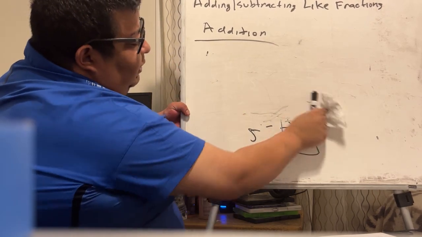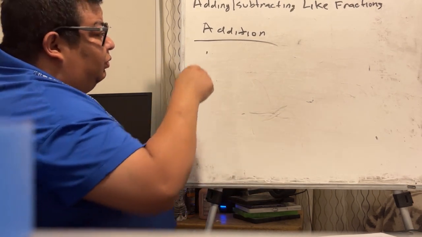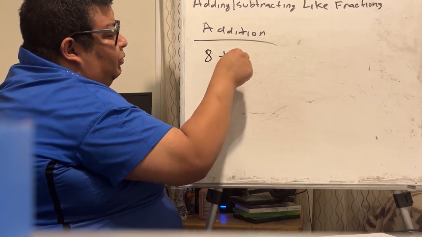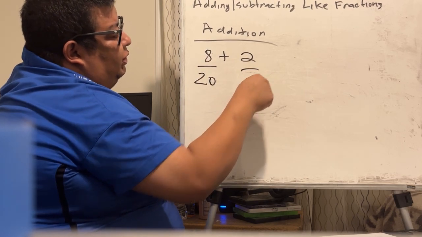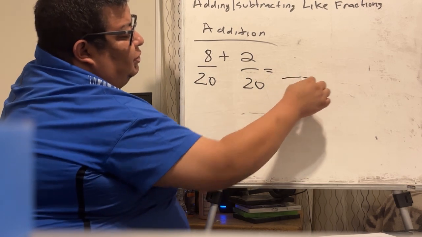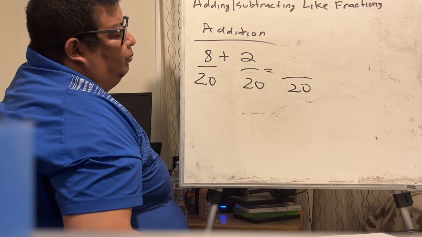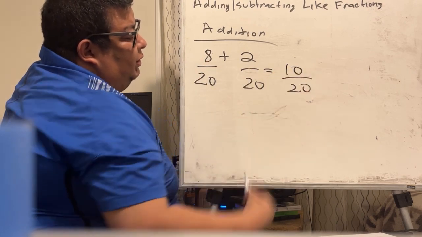And the last one for addition that I'm going to present to you is going to be equal to 8 over 20 plus 2 over 20. Like I said, like fractions, the answer is going to be 20 on the bottom, and then you add the top. So 8 plus 2 is 10.